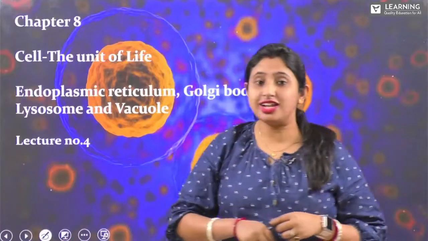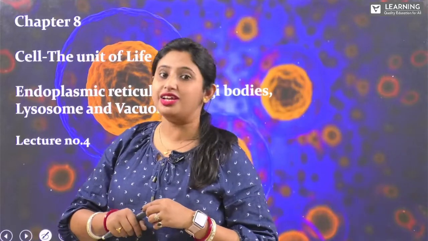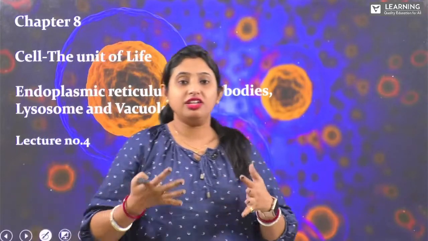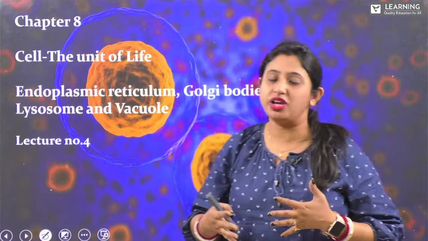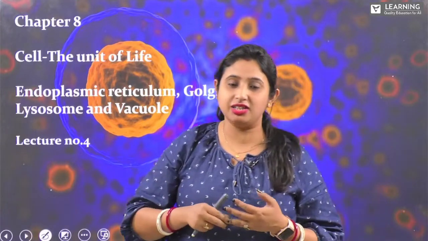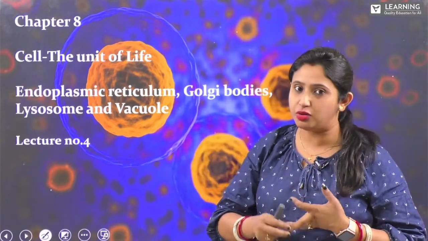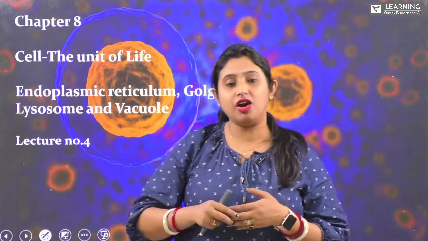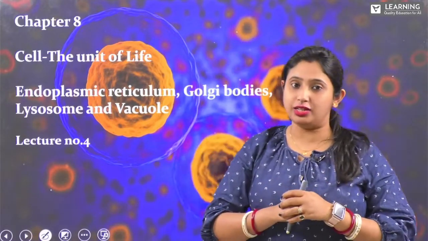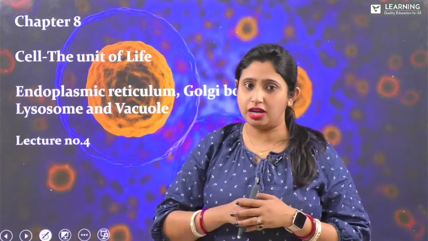So in our last class, we learned about the plasma membrane and the cell wall, right? There you saw that the plasma membrane is made up of mainly three components, that is protein, lipid and carbohydrates, right? And you also learned about the structure of the cell wall, right?